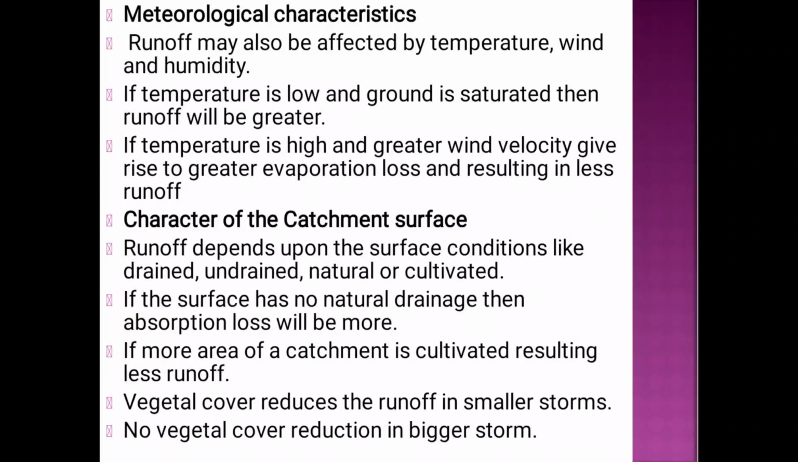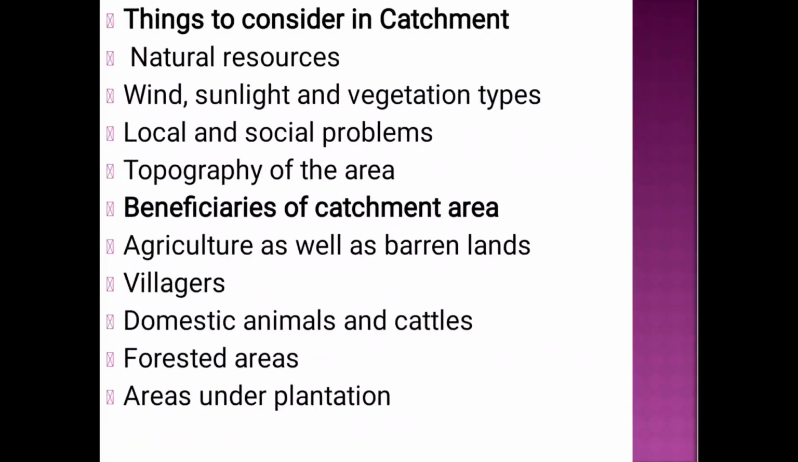Next, what are the characters of the catchment surface? Runoff depends upon the surface conditions like drained, undrained, natural and cultivated. If the surface has no natural drainage, then the absorption loss will be more. If more area of the catchment is cultivated, it results in less runoff. Vegetal cover reduces the runoff in smaller storms. With no vegetal cover, there is no reduction in bigger storms.